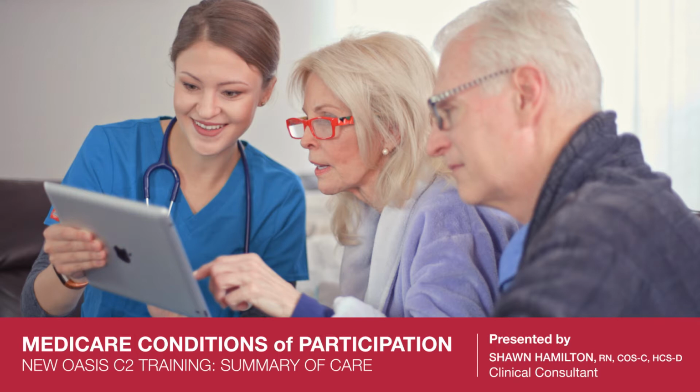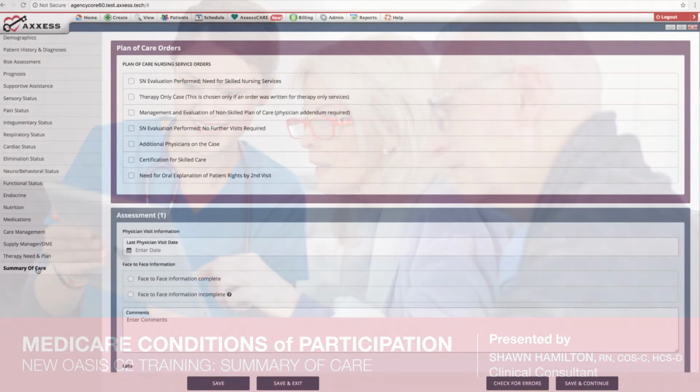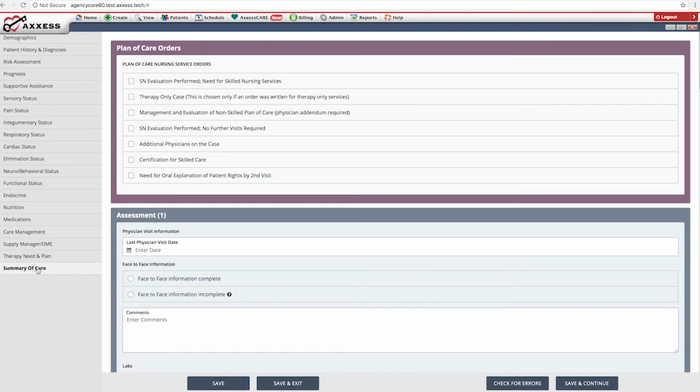Today I would like to demonstrate the Summary of Care tab within the OASIS-C2 assessment. Now, the Summary of Care tab is a little different than what it was in the past OASIS because of all the different regulatory updates by Medicare. So to begin, we start with the first service line for the plan of care.